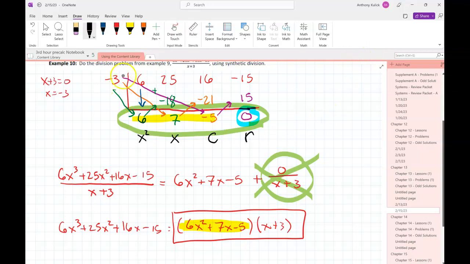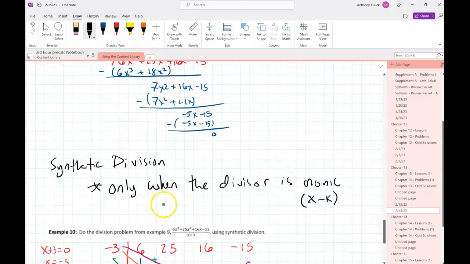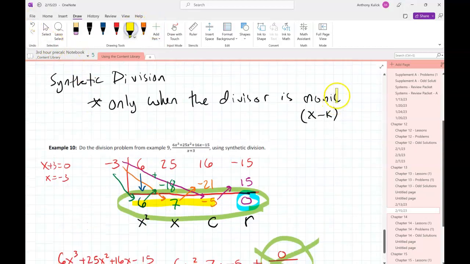So if the divisor is not monic, so it has to look like x minus k or something, where the leading coefficient is 1 and the degree is 1. If it doesn't have that, don't use synthetic division on it. You can make it work if the leading coefficient isn't 1, but you've got to be kind of sneaky about it. But you can't even get it to work if the degree isn't 1. So again, we want to be quite careful.